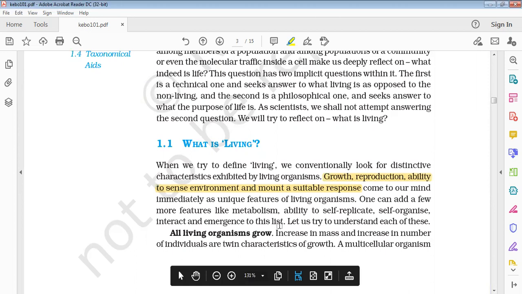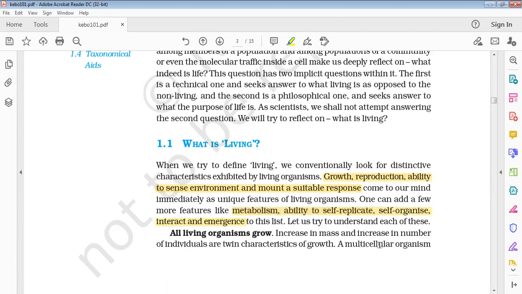There are also some other features that are distinct for living organisms. They are metabolism, the ability to self-replicate, self-organize, interact, and emergence. Highlight these points. These are important points that define a living organism. A living organism has the following characteristics: growth, reproduction, the ability to sense the environment and mount a suitable response, and other features like metabolism, the ability to self-replicate, self-organize, interact, and emergence.